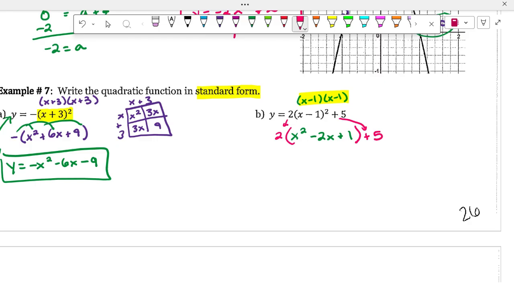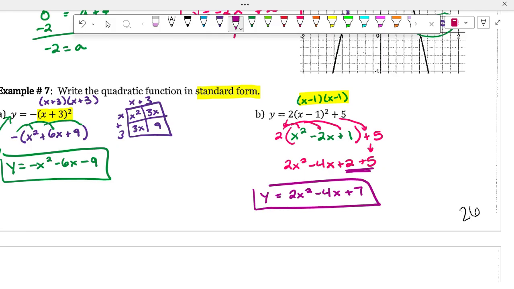What do I need to do next? Distribute that 2. This would be 2x squared minus 4x plus 2. And again, bring down that plus 5. Don't forget about that little stinker. What's the last thing I do? Add the two like terms together. So 2x squared minus 4x plus 7 is equal to y. There's my standard form. Again, if you graphed these two functions, it would literally be the exact same graph. They're just in different forms.